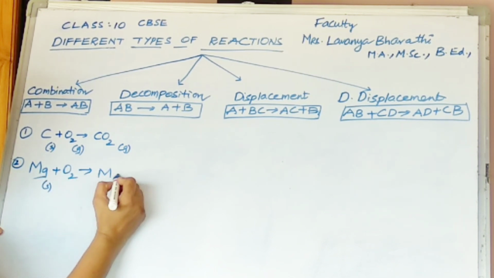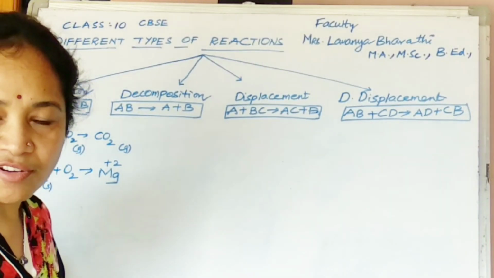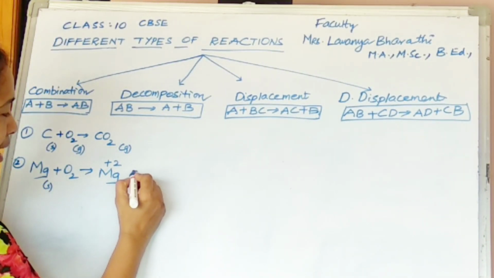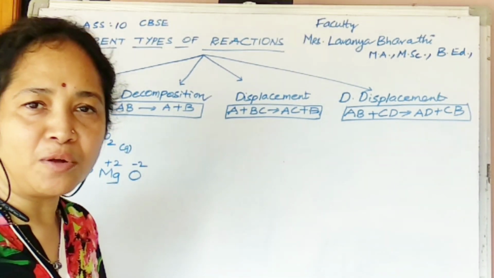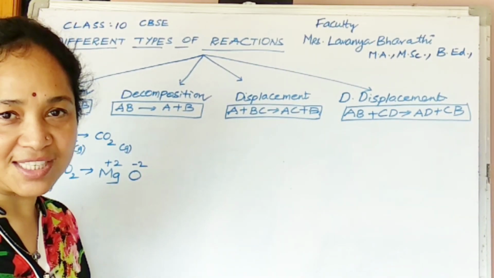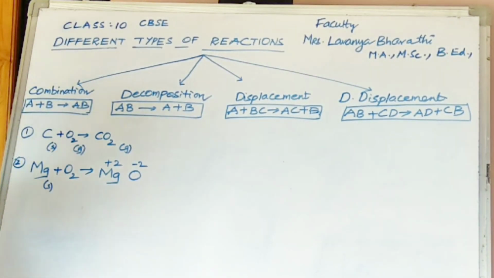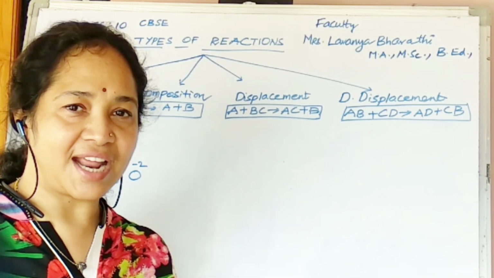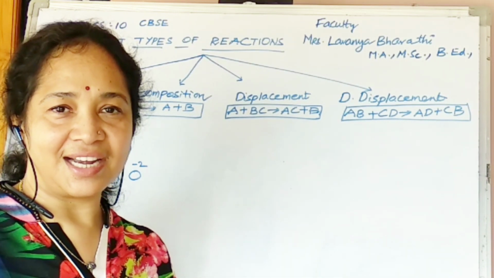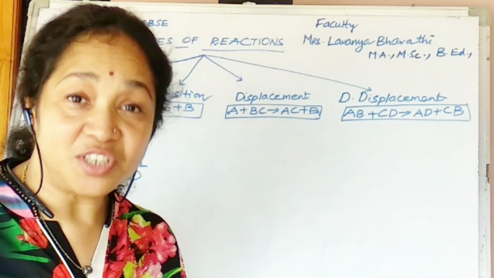Magnesium has a valency of +2, and the valency of oxygen is -2. So the compound that is formed is magnesium oxide, MgO. In this way you have to write. But in this reaction you can see on the left hand side two oxygen atoms are there. On the right hand side, on the product side, there is only one oxygen. So we need to balance.